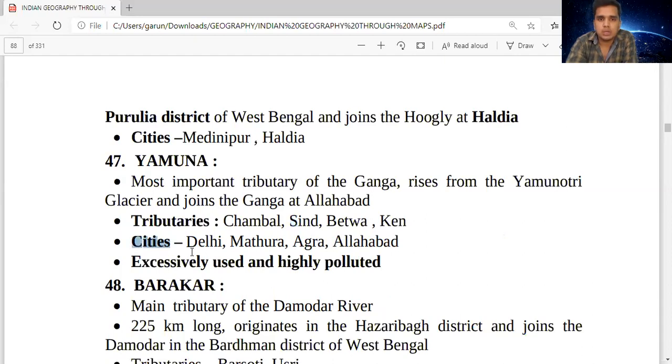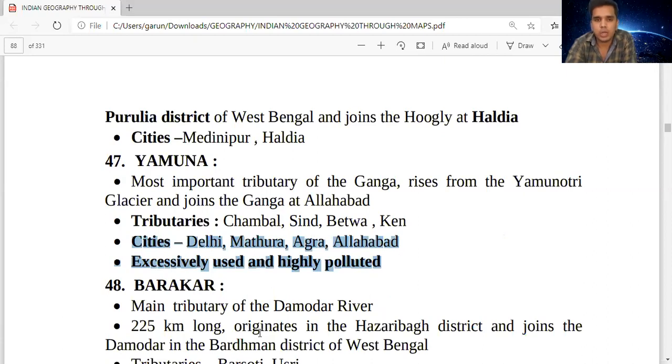So the cities are Delhi, Mathura, Agra, Allahabad. Excessively used and highly polluted. As you all see, in the Delhi region it is excessively used for draining the wastage of the industries.